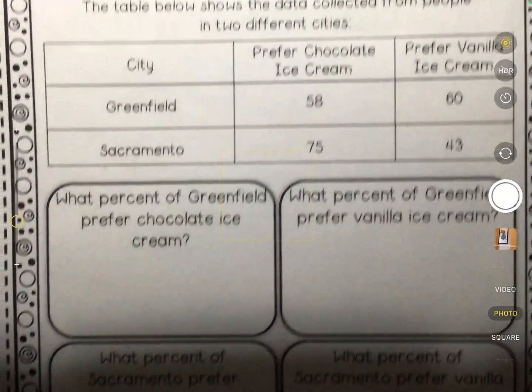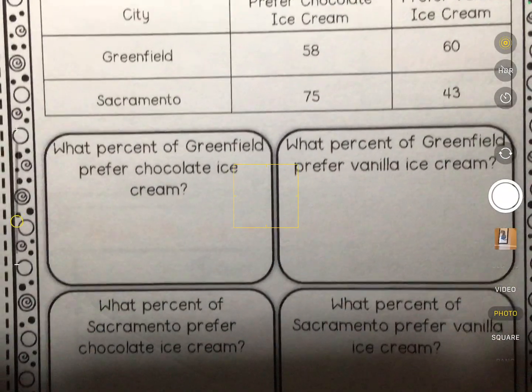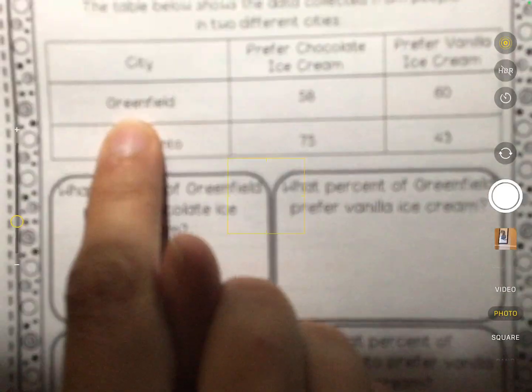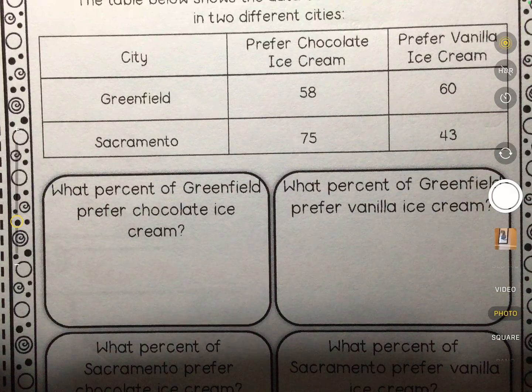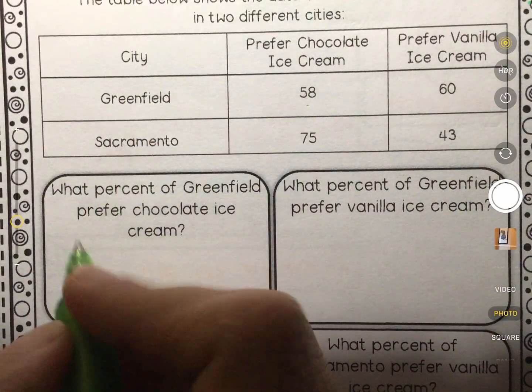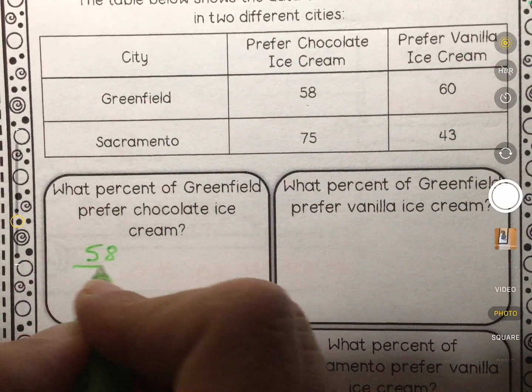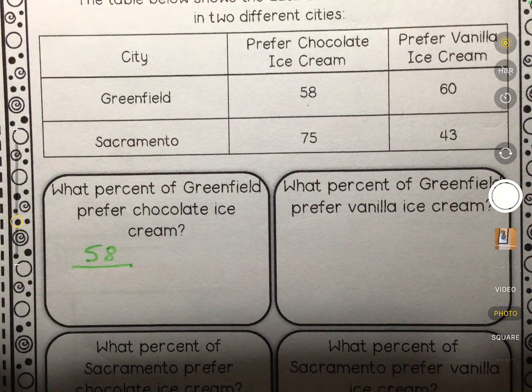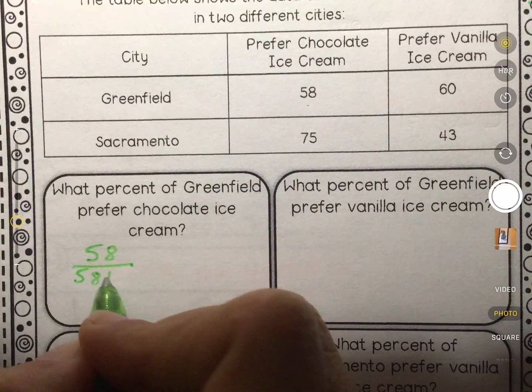Very good. Okay. So this says, what percent of Greenfield, so I'm looking only at Greenfield, preferred chocolate ice cream? So when I'm doing percents, I'm going to put on top the true or the answer that I'm looking for. So on top would be how many like chocolate ice cream in Greenfield. That would be 58. Over the total number of people in Greenfield. Not the total number who wanted ice cream, but in Greenfield. So on bottom, I'm going to have 58 plus 60.